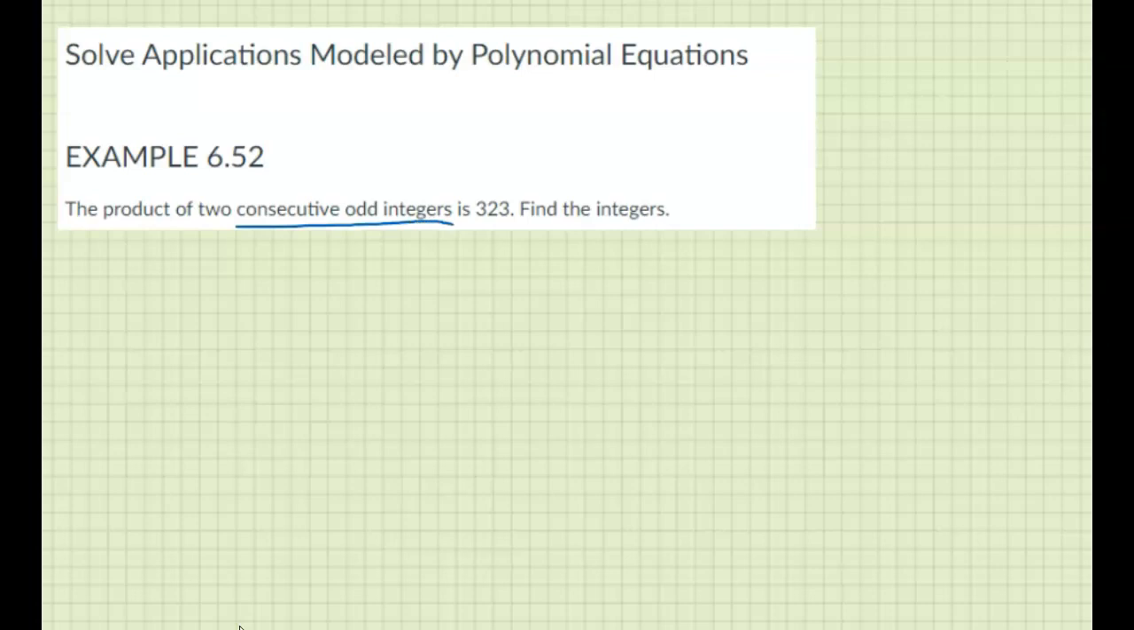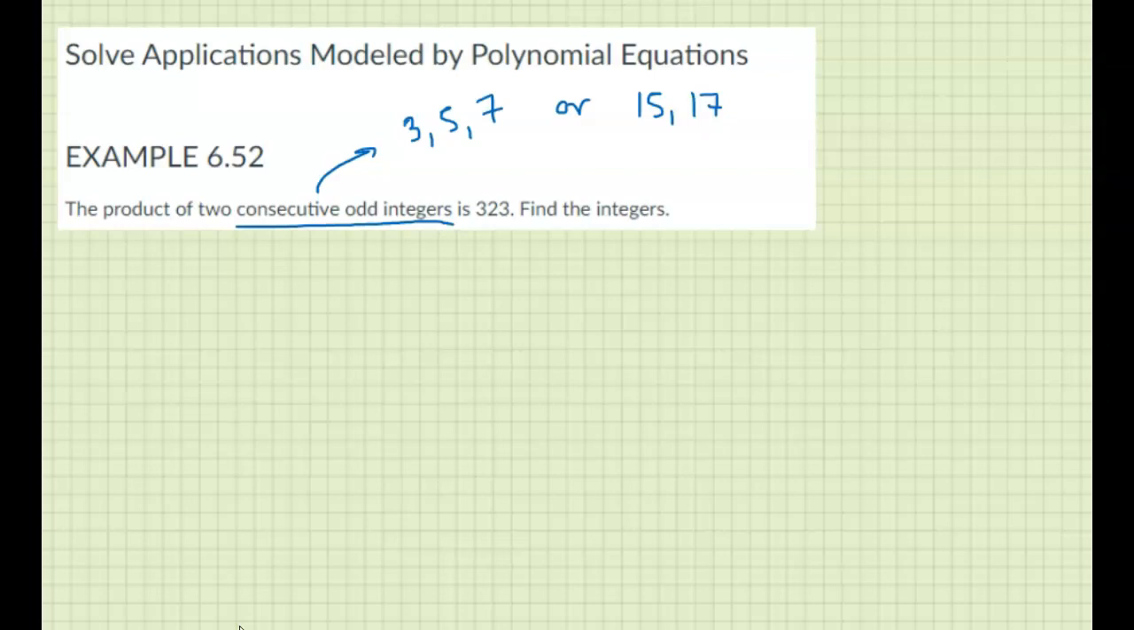Now consecutive means one after another, right? Consecutive odd integers means odd integers that are one after the other. Some examples of consecutive integers would be 3, 5, and 7. And these are three consecutive odd integers. Or you could have 15, 17. These are two consecutive odd integers.